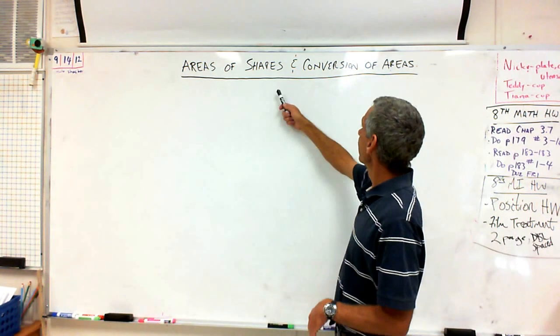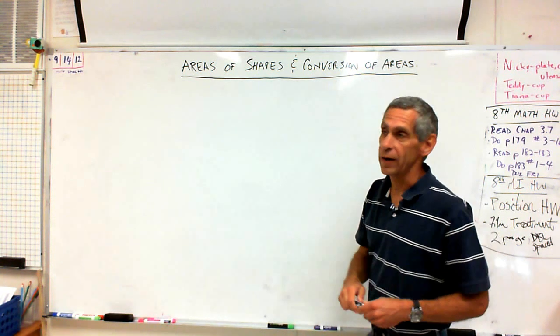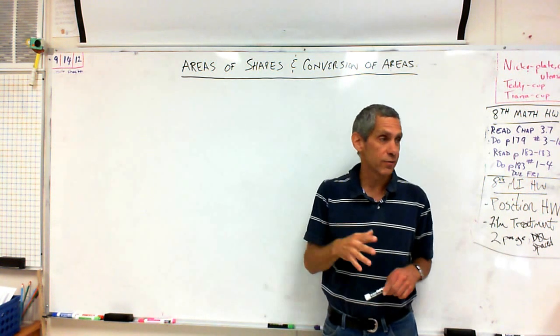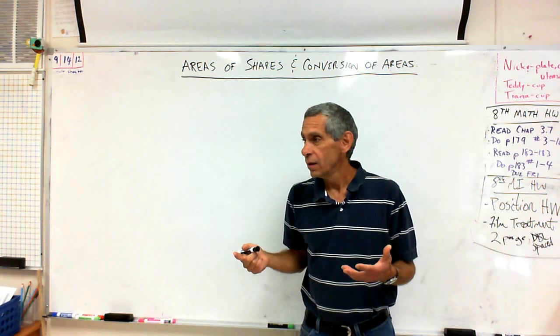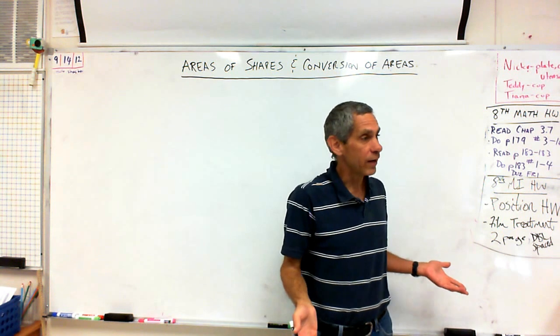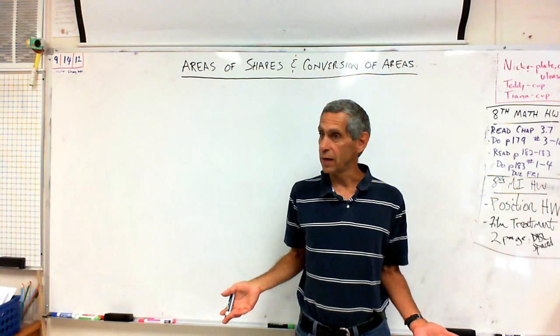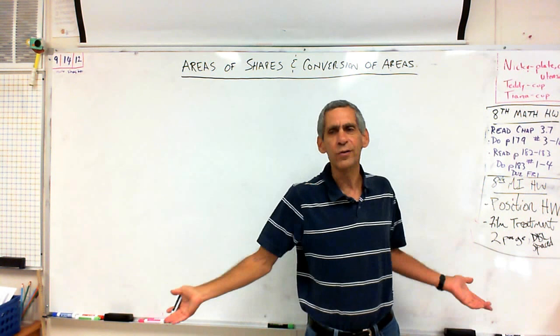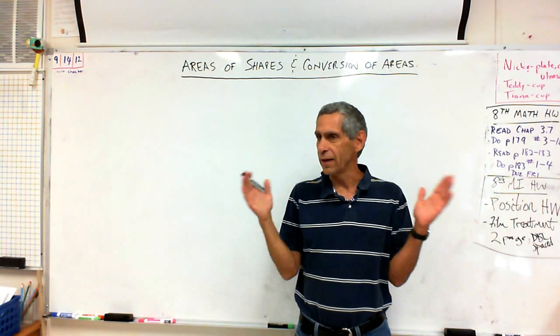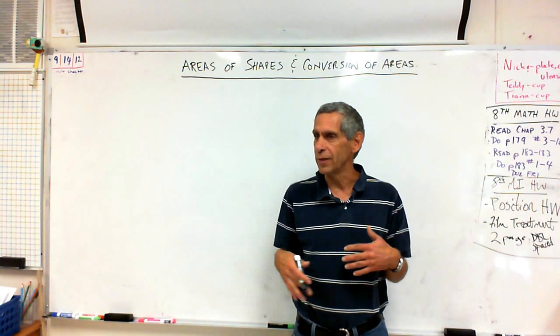So, areas of shapes and conversion of areas. We're first going to talk about areas of shapes. Now, I know my areas of simple shapes. I know the area of a rectangle. I know the area of a square. A square is a rectangle, right? It just happens to have all equal sides, so it's still base times height.